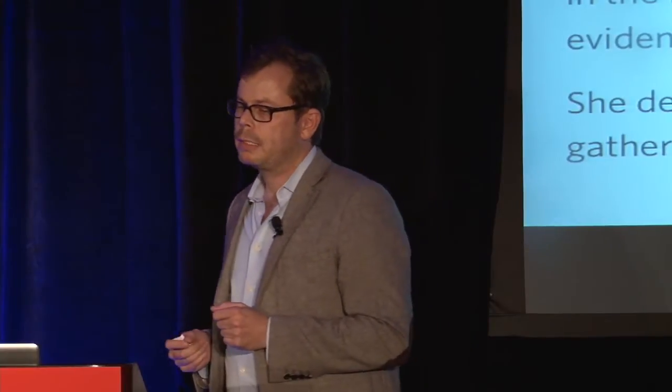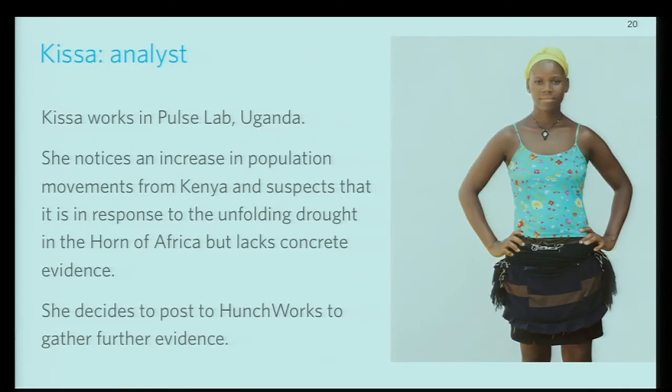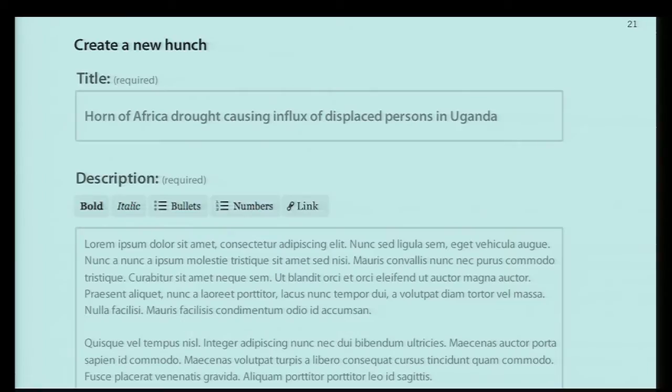So I'll give you a use case of how we envisage the system working. In this use case, we're going to take the example of a staff member in one of our innovation labs that we're planning and building in a number of countries around the world. She notices an increase in population movements from Kenya and suspects that it's because the drought in the Horn of Africa is forcing people out of certain regions, and she wants to determine whether that may or may not be true. So initially, she proposes a hunch. She describes the hunch.